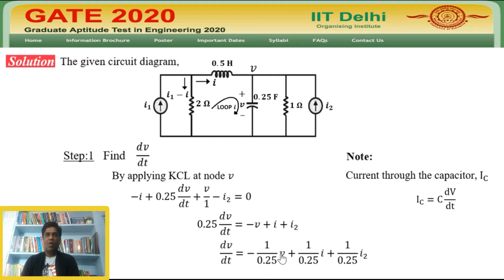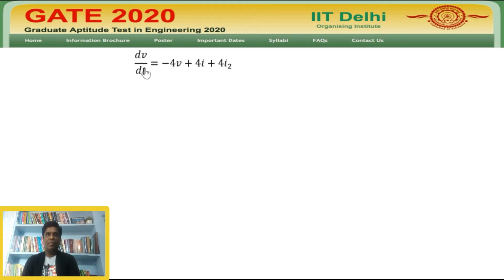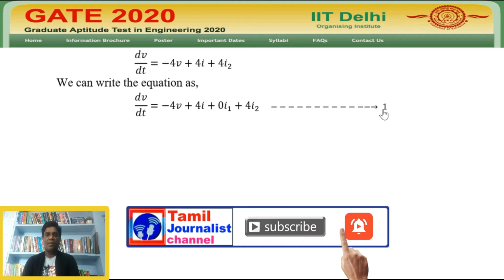In the right hand side, 1 divided by 0.25 is 4. Then the equation will be dV by dt equal to minus 4V plus 4I plus 4I2. In this equation, on the right hand side, the I1 is missing. So we can write the equation as dV by dt equal to minus 4V plus 4I plus 0I1 plus 4I2. So now we can consider this as equation number 1.